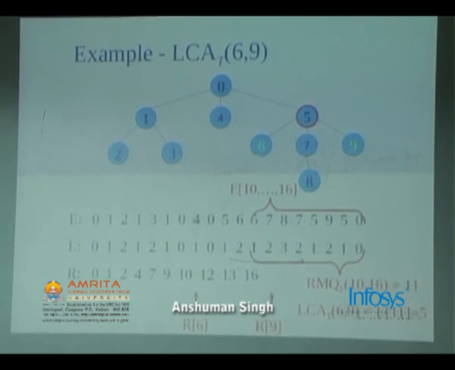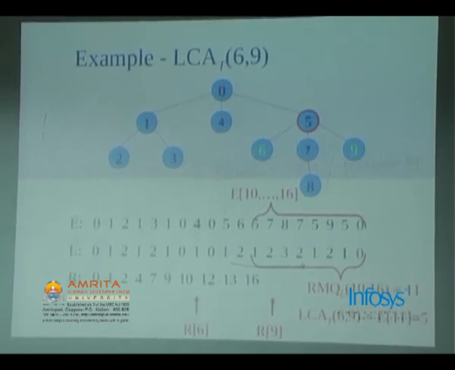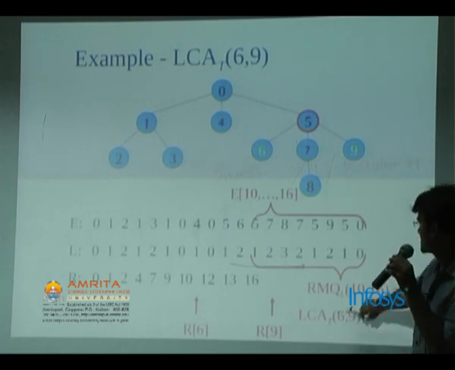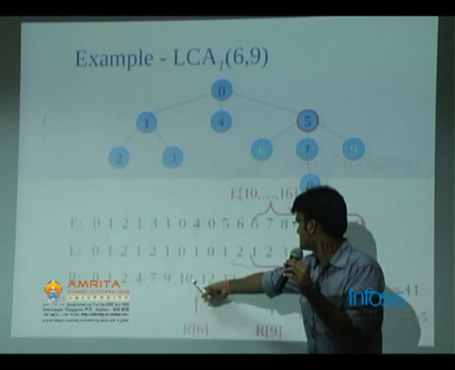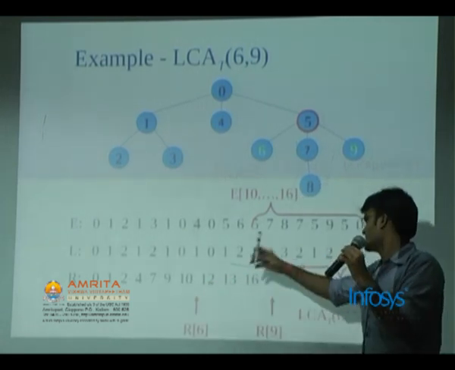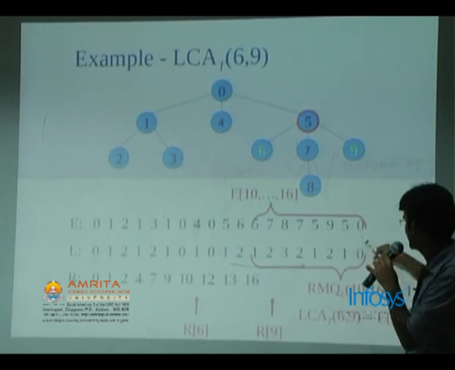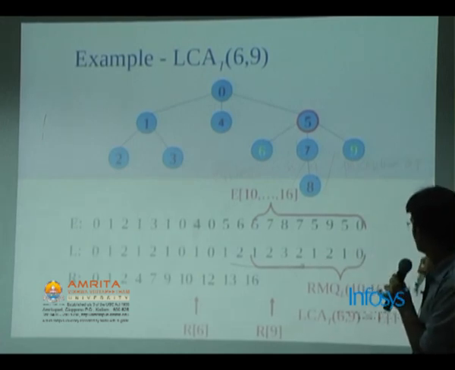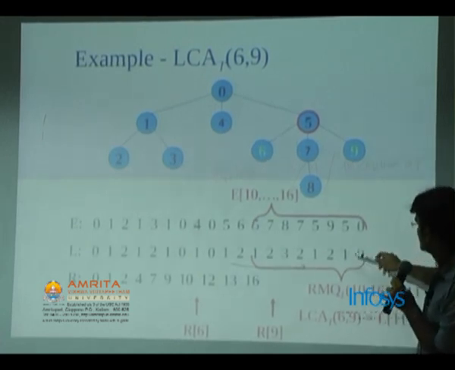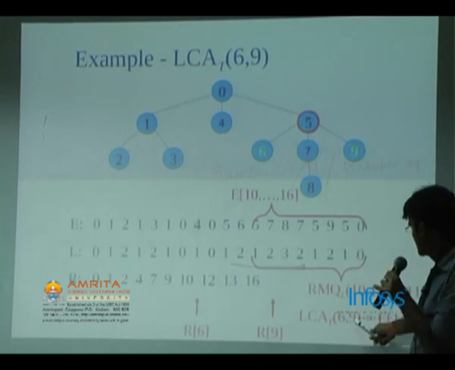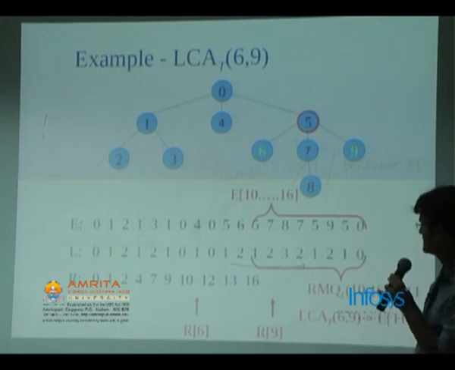There is a query that is given, which is 6, 9. So you do an RMQ on 10, 16, which are the corresponding indices for 6 and 9, and you find that in this sequence 0 is the least number. The 10, 16 range gives index 11. So this is the least number. The index of this number is 11. So you report this as E11, which is 5.